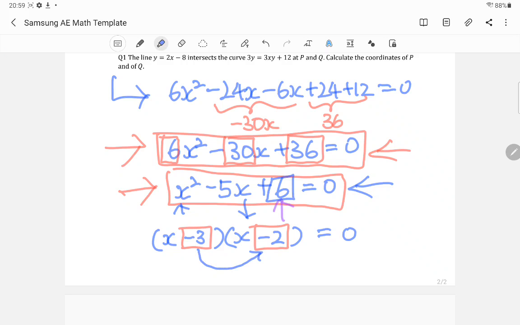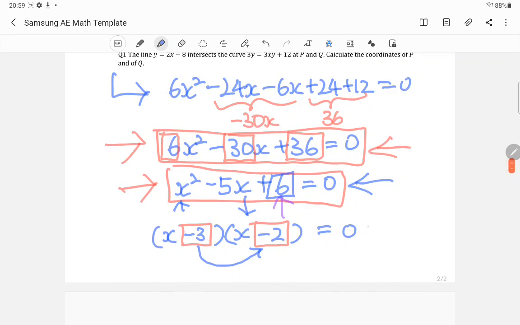So let's check this equation over here. We have x times x gives us x squared, and we have x times minus 2 gives us minus 2x. Minus 3 times x gives us minus 3x. So minus 2x minus 3x equals minus 5x. Okay, we are on track. And finally, we have minus 3 times minus 2 gives us 6. So this equation over here is correct.